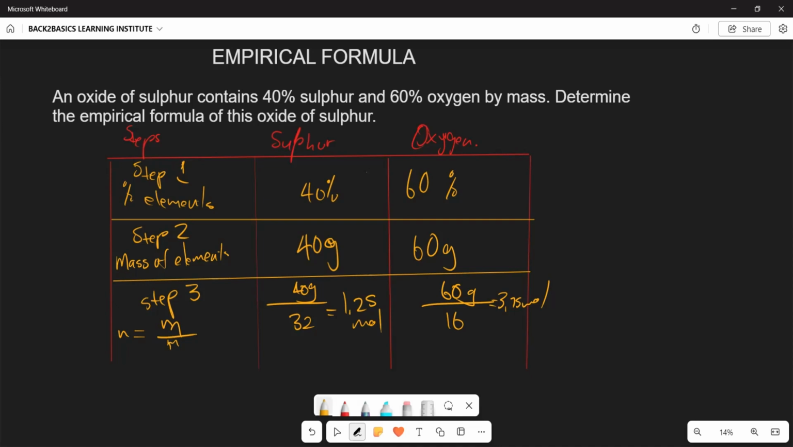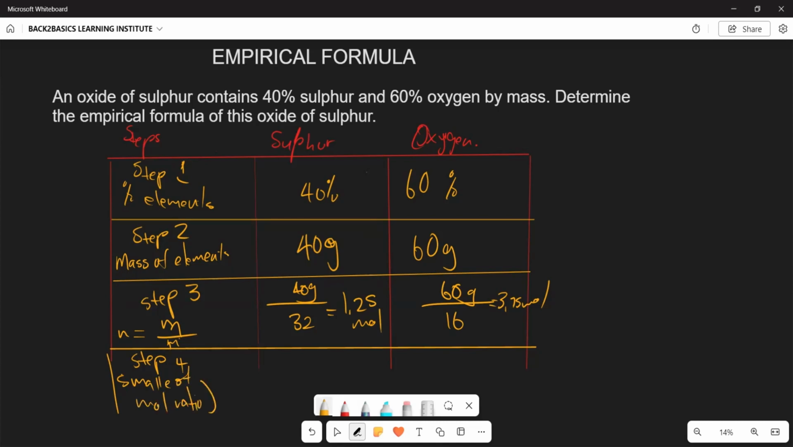Now, let's see what you are going to have after this. From here, we are going to do the last step, which is the smallest mole ratio, right? This is going to be your step number 4, where we are determining the smallest mole ratio.